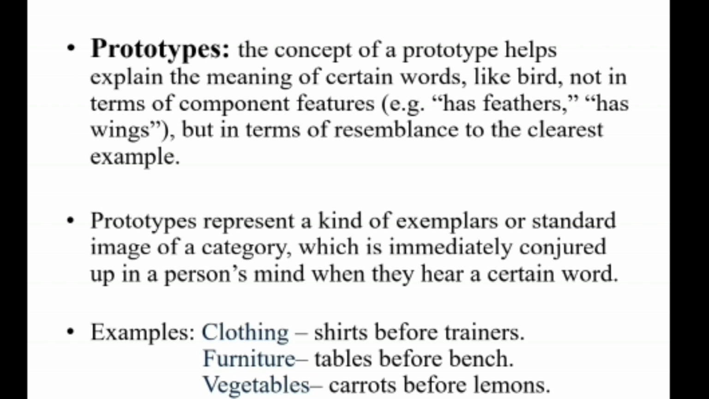but in terms of their resemblance to the clearest examples. For example, here we have clothes, or in terms of clothing, we would think of shirts before trainers, for example. Or when we speak about furniture, tables would come to our minds before benches. Or in terms of vegetables, we would recognize and raise potatoes and carrots before garlic or lemons. So prototypes provide a kind of exemplars or standard image of a category which is immediately conjured up in our mind when we hear a certain word.